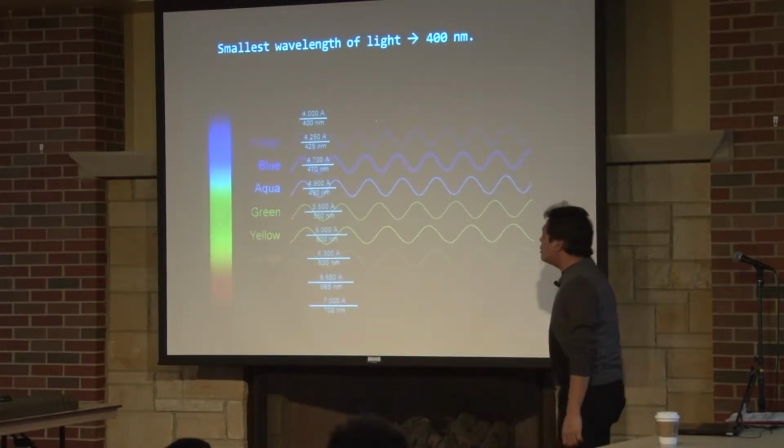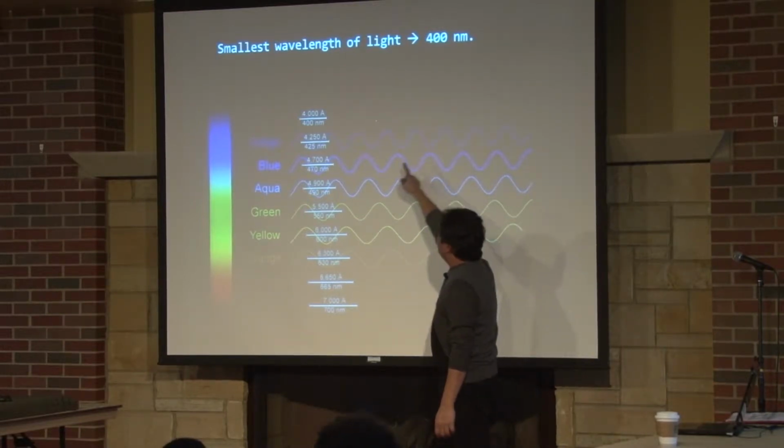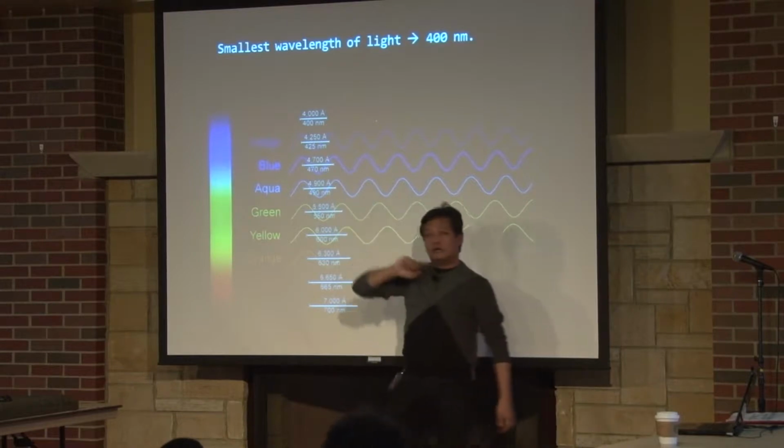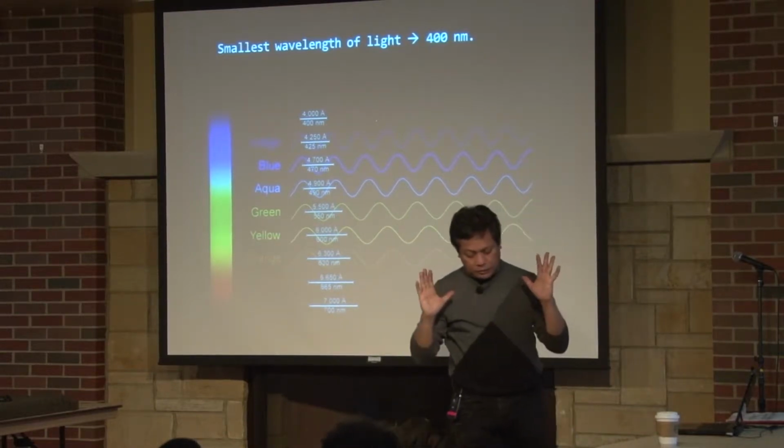And the smallest of this, you don't even see it, it's very dark here. This is about 400 nanometer. So it's like the following. I just think this way.